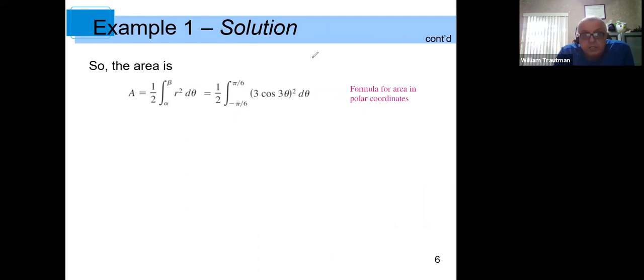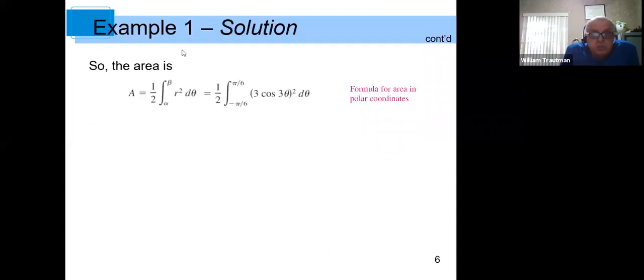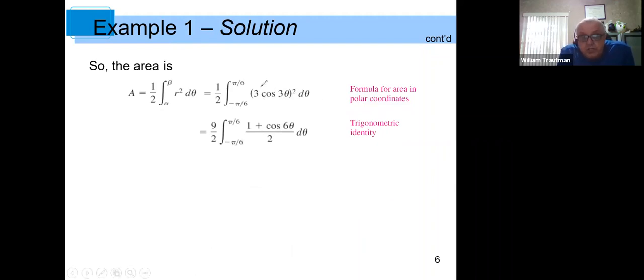And once again, the function is r equals 3 cosine 3 theta. If we come back up here to r, 3 cosine 3 theta, plug it in and we square it. That's right into the formula. Then you're going to have to do a little trig here. 3 cosine 3 theta times 3 cosine 3 theta.